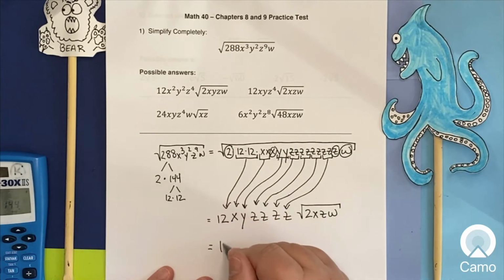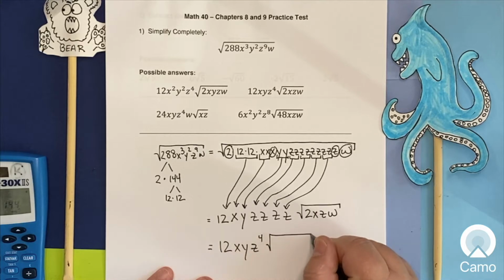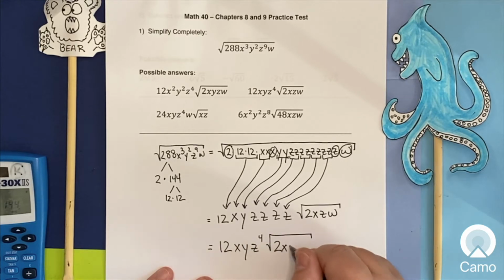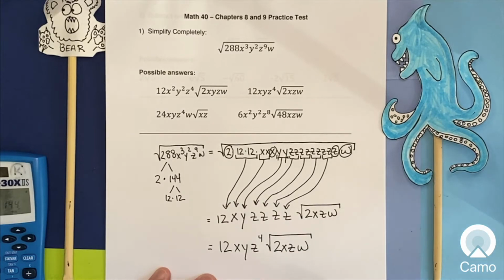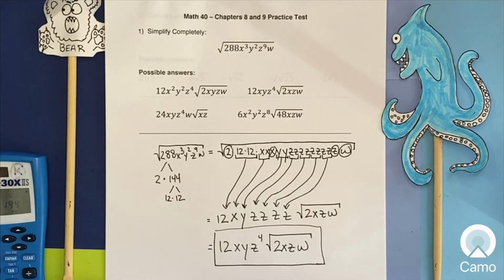Okay, and so I've got 12 and an X and a Y, and I've got 4 Z's, so I'm going to write that as Z to the 4th. And then I've got the square root or radical 2xzw. Okay, so there's my answer. Let's hope it's one of the possibilities up at top.